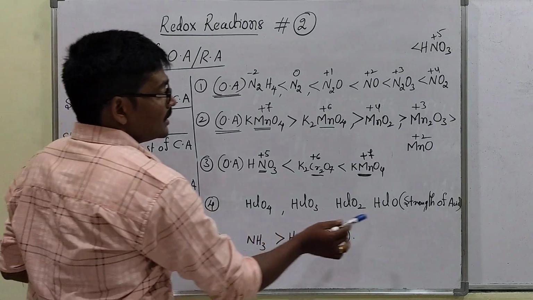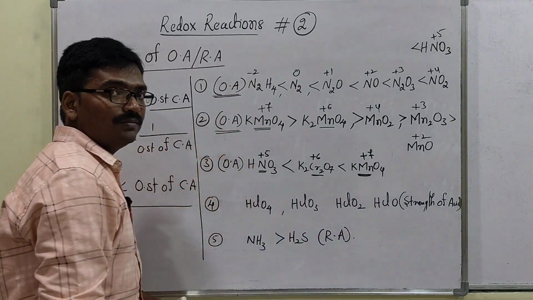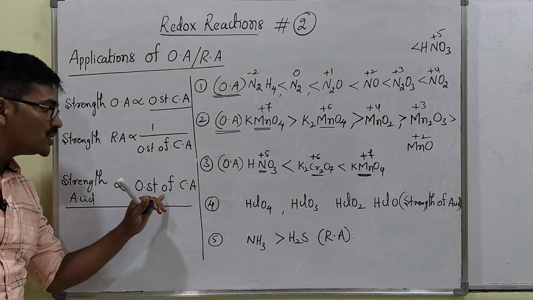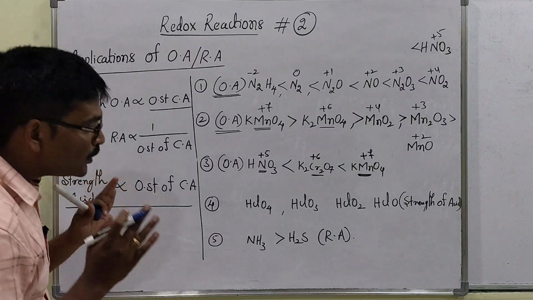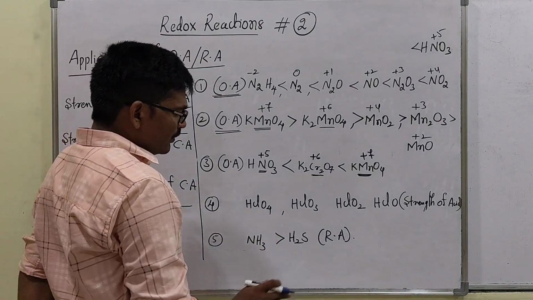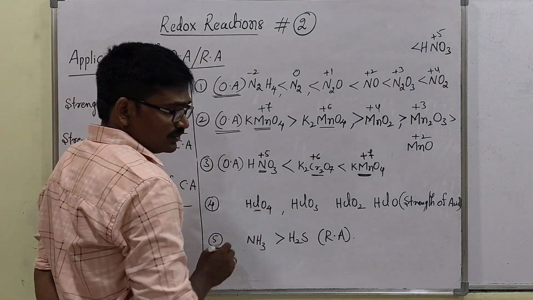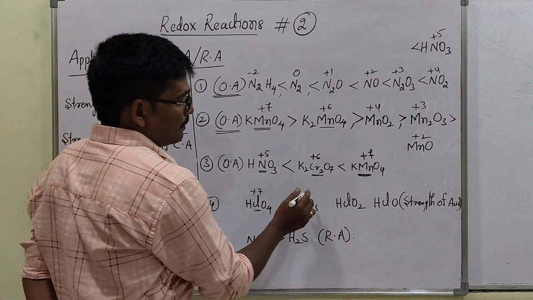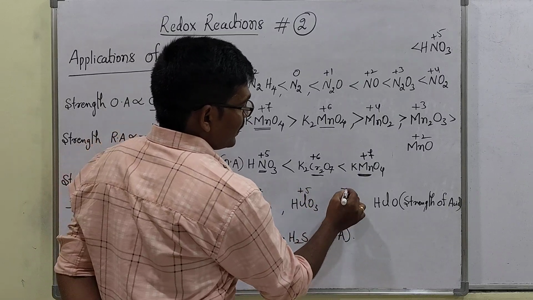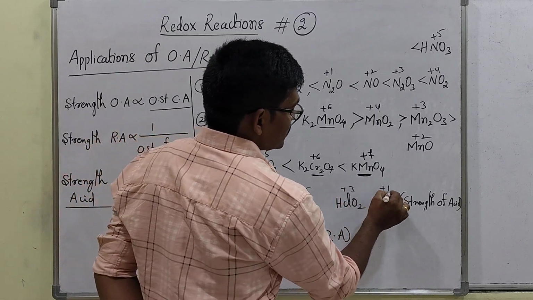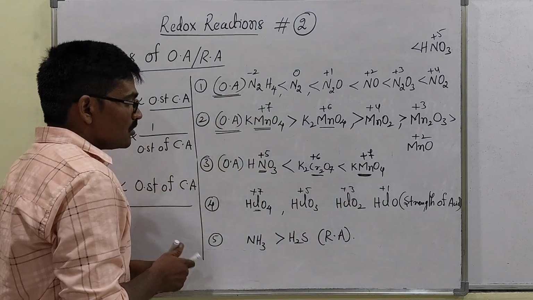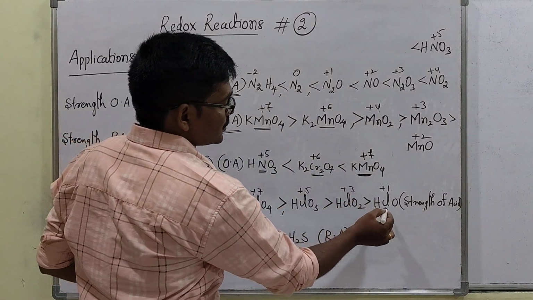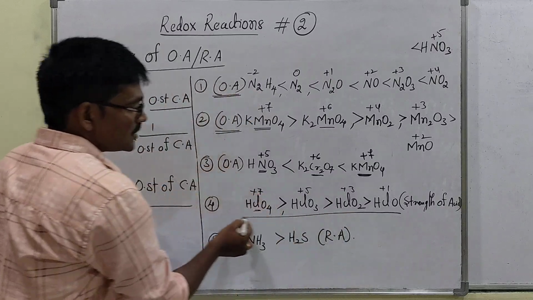Next, come to here, strength of acid. Even strength of acid is directly proportional to oxidation state of central atom. So if you take this, chlorine oxidation state plus 7, then here plus 5, then here plus 3, then here plus 1 is the oxidation state. So I told that as oxidation number increases, strength of acidity increases. This is the order for the strength of acid.